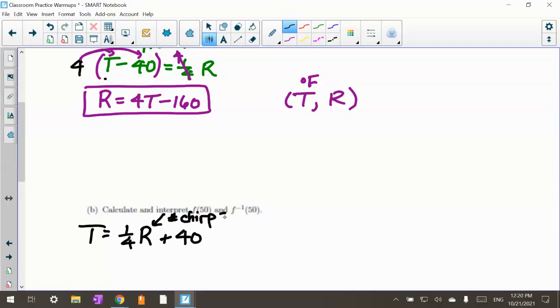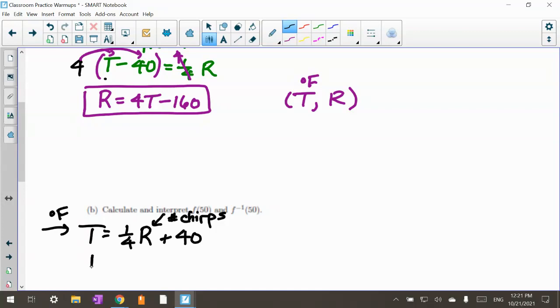If this helps, I'm telling you, this is my temperature in degrees Fahrenheit. So if I do F of 50, I'm plugging in a 50. What does the 50 stand for? Oh, well, that is the number of chirps. Okay, so if I plug in 50 chirps, it should be able to tell me the temperature.